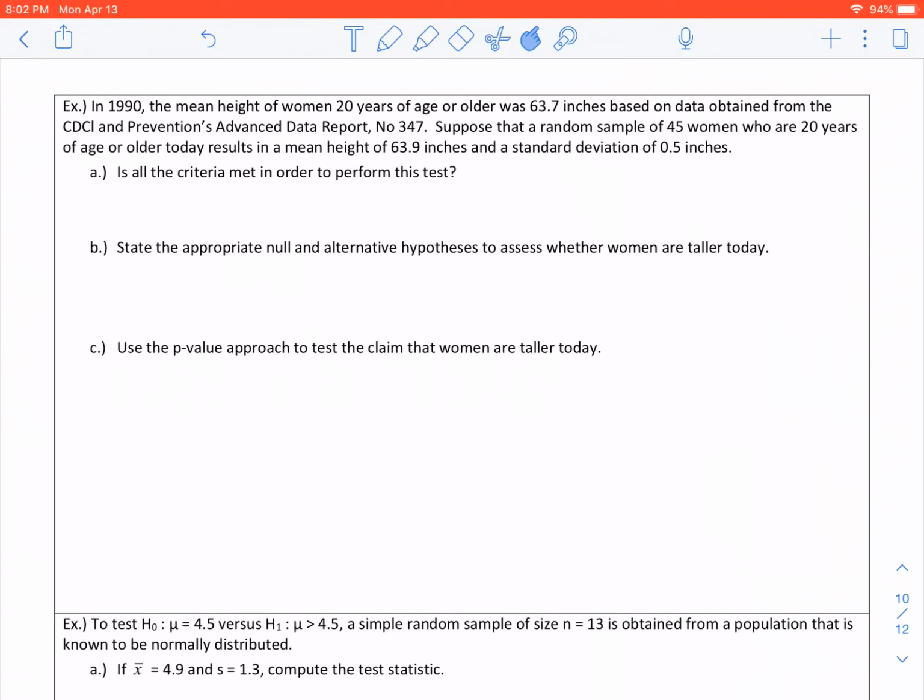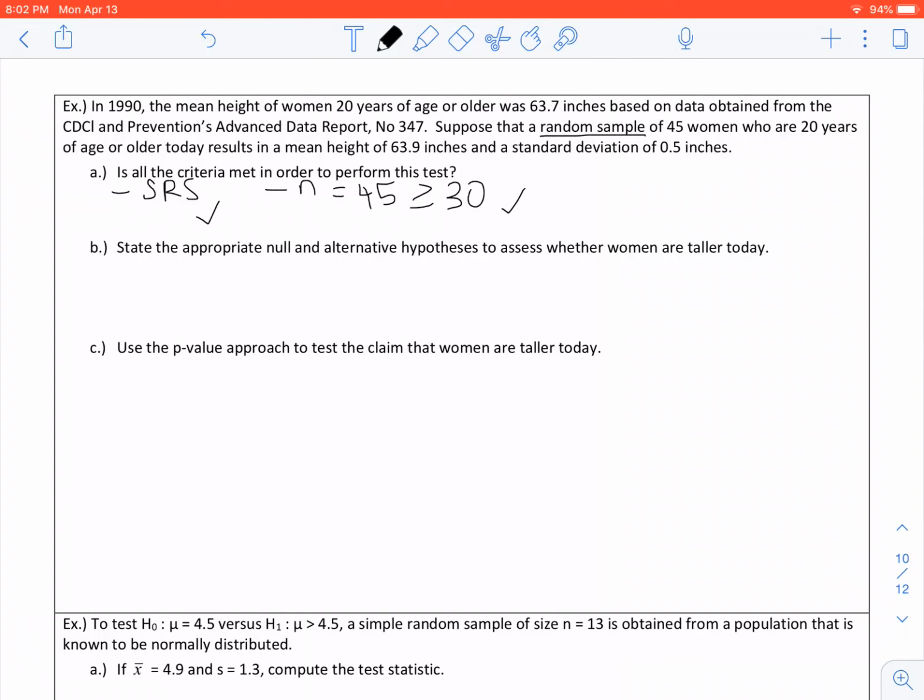First one is going to be, is all the criteria met in order to perform the test? There were two things that you need to check. First, it needs to be a simple random sample. And it says it's a random sample. So I'm going to go ahead and put SRS for simple random sample. The other thing that we need to check is that our sample needs to be greater than or equal to 30. And for us, our sample is 45, which is greater than or equal to 30. So check. These criteria have been met, so we can perform the test.